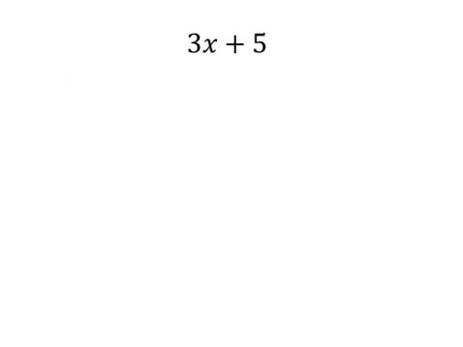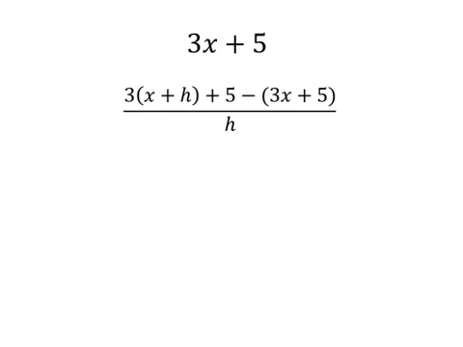So now let's do it with a simpler one. That was more complicated because we already knew it, so now we're going to add something to it. We have 3x plus 5. Let's do the difference quotient. We plug in that x plus h, so it's 3 times x plus h plus 5 minus 3x plus 5.